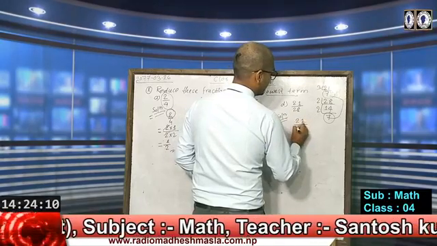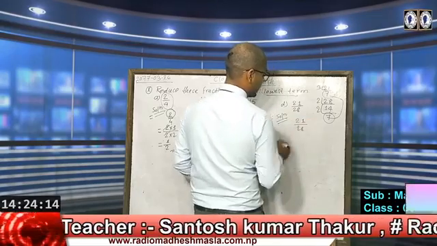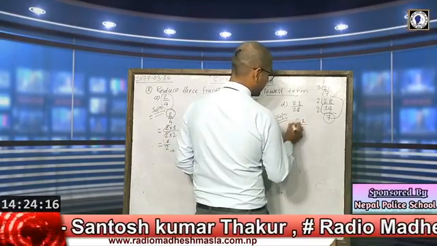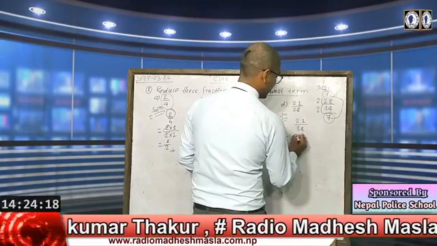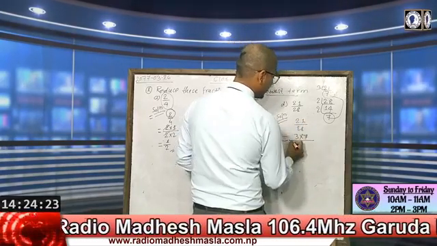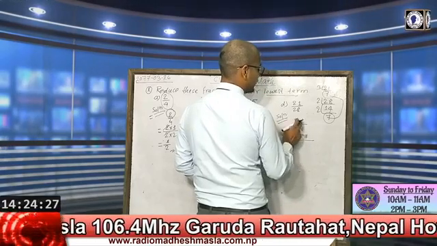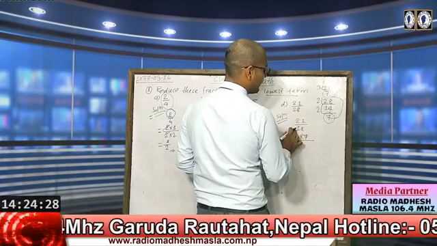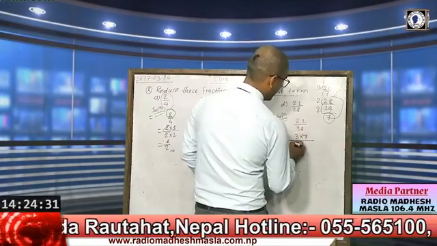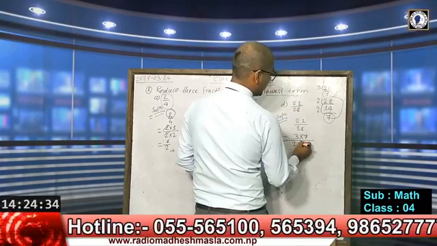So for this also we can write the solution: 21 by 28. Yes, students, 21 by 28. At the place of 21 we can write 3 into 7, that is 21. Then at the place of 28 we can write 2 into 2 into 7, that means 28.